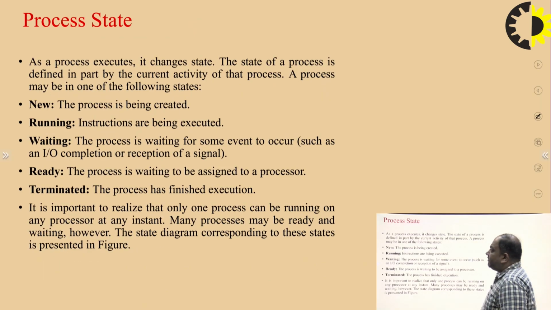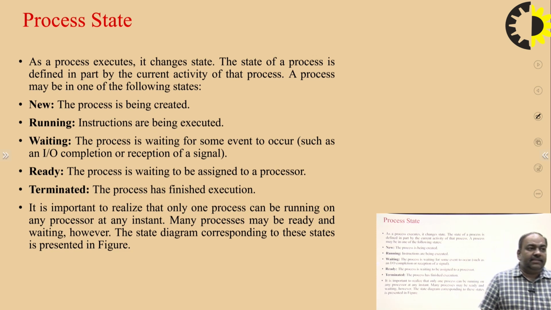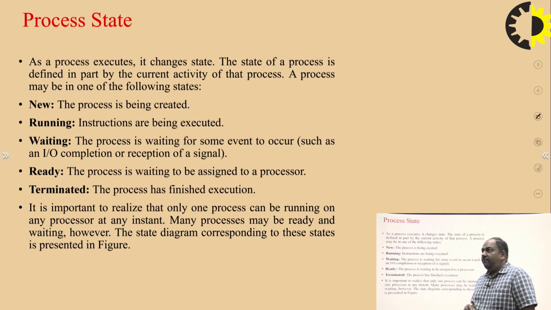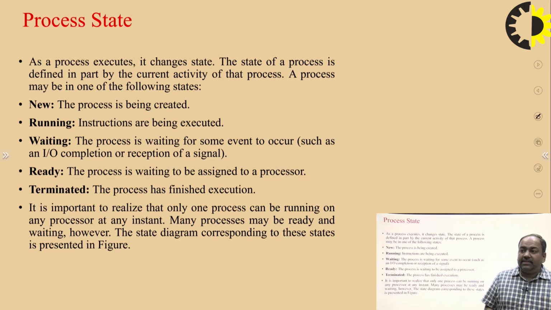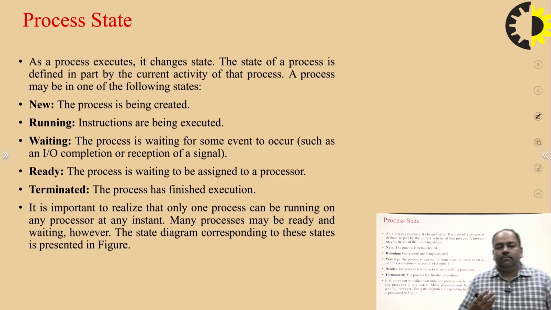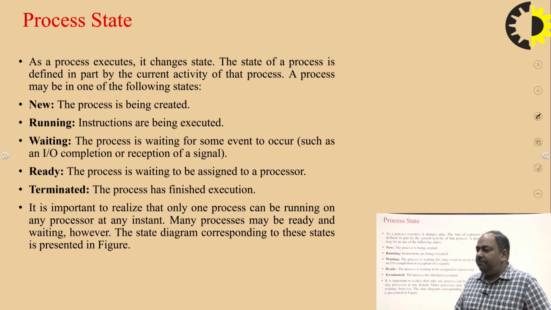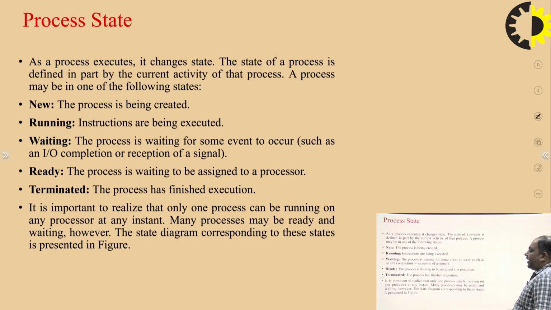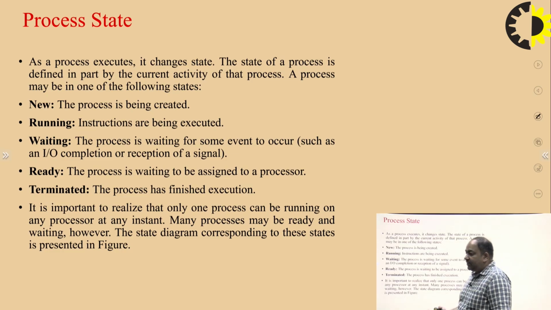Next, there are 5 types of states in a process, which we call process states. A process has to go through these 5 states. The first state is new, in which we commit that this process is going to execute, and we have created that process. So the creation is new, and instruction execution is running. When during the execution some interrupt comes, some trap comes, or some fault comes, then the process goes into a waiting state.